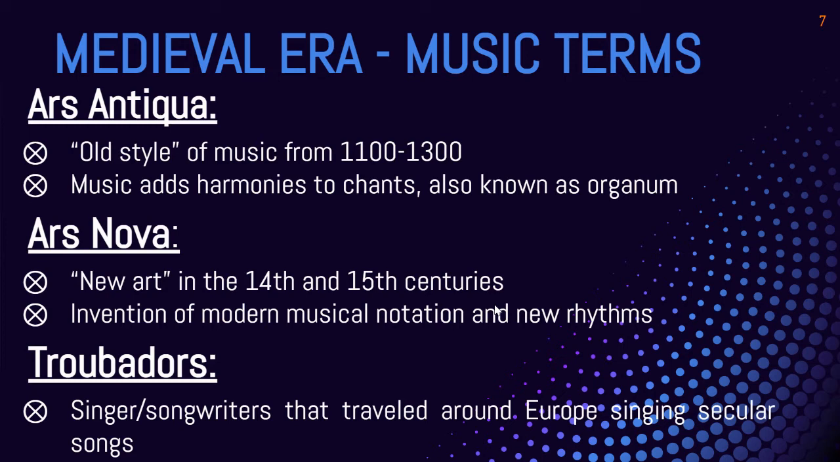Ars Nova is considered the new art in the 14th and 15th centuries. So this is where the invention of modern musical notation, new rhythms, all of this was happening during the Ars Nova. So new music. Ars Antiqua, the old style. Ars Nova, the new style.